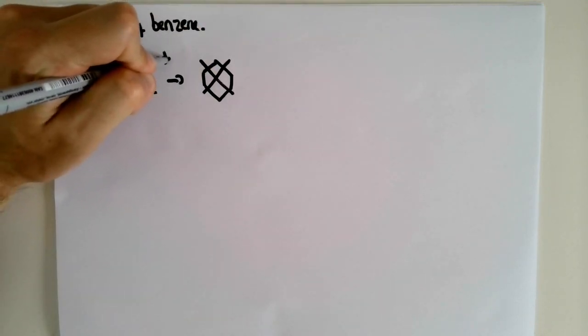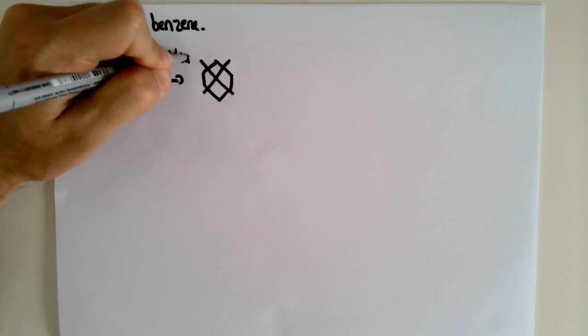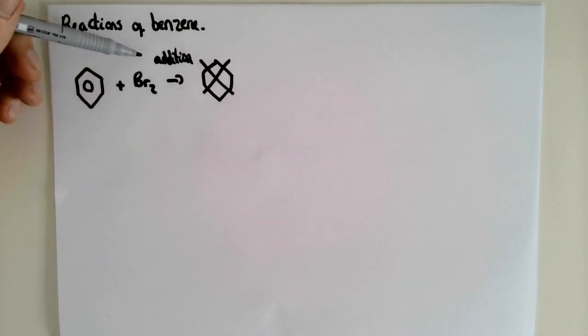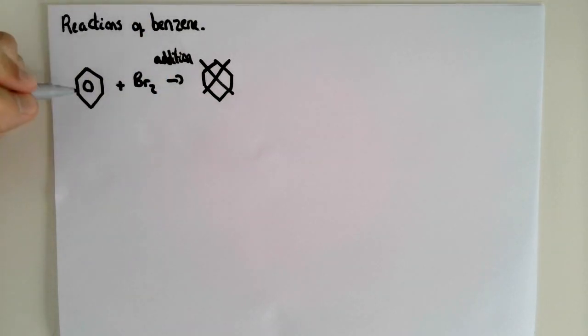So addition reactions don't work, and the main reason why addition reactions don't work is that it would disturb this delocalized pi ring. So if I wanted to add bromines on, this pi ring would be disrupted.